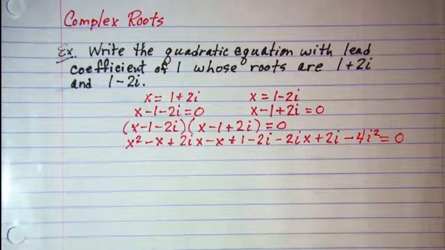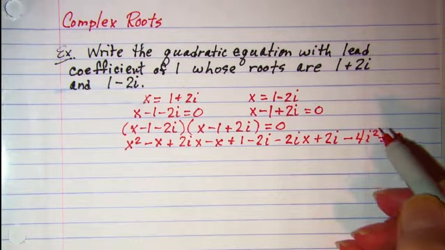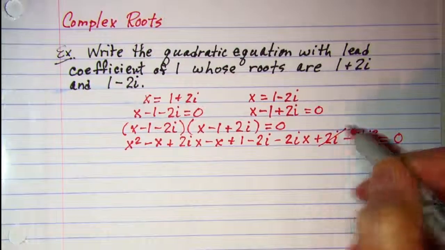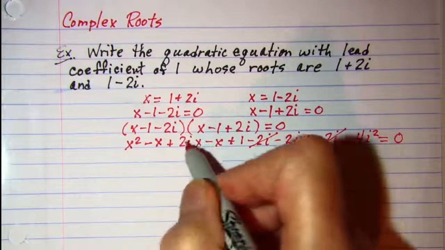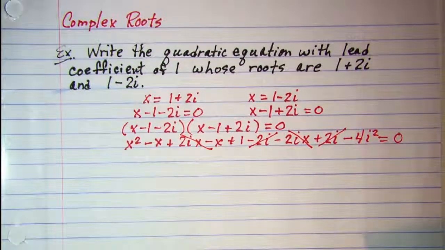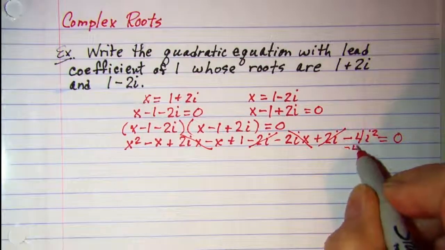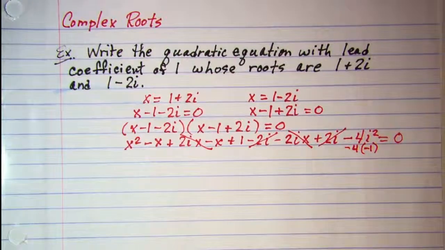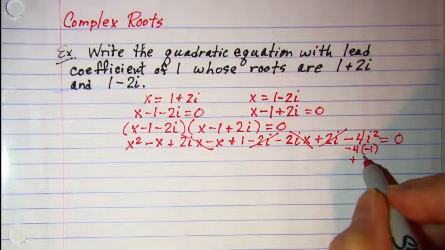Now I should have some terms that cancel. There's a positive 2i and a negative 2i. And here's a positive 2ix and a negative 2ix. So let's combine our terms. This right here is negative 4 times negative 1. Remember, i squared is defined to be negative 1. So this is the same as a positive 4.